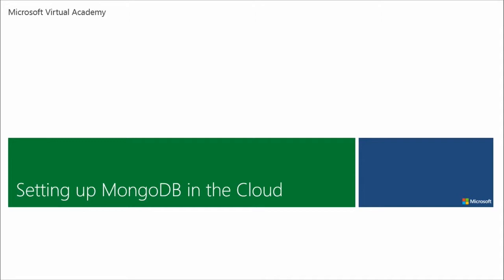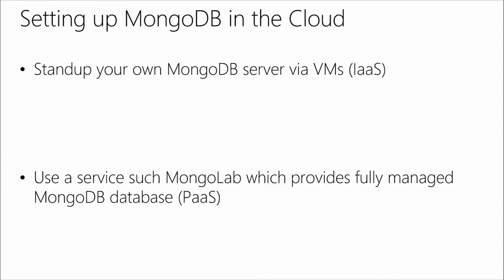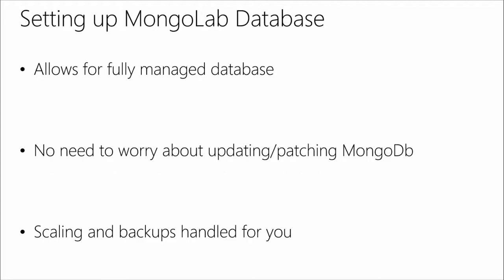Okay, so setting up MongoDB in the cloud. What we'll do is stand up a MongoDB server. The options you have in the cloud are to stand up your MongoDB server via VMs. There are other technologies such as Docker that you can research, and that works on any cloud provider. Azure also has a fully managed database option, which is MongoLab, and it provides MongoDB as a service, PaaS or DBaaS, database as a service.